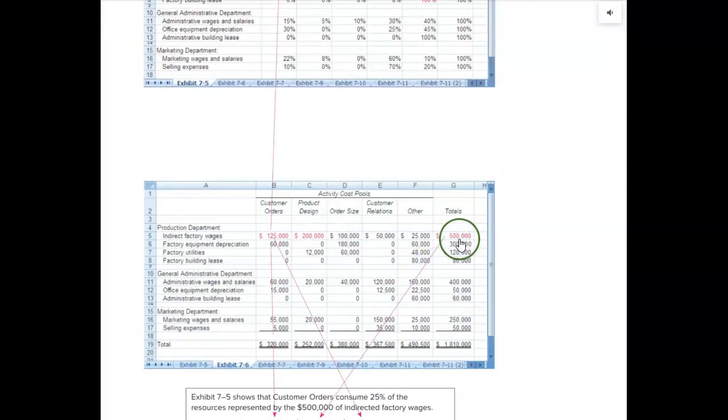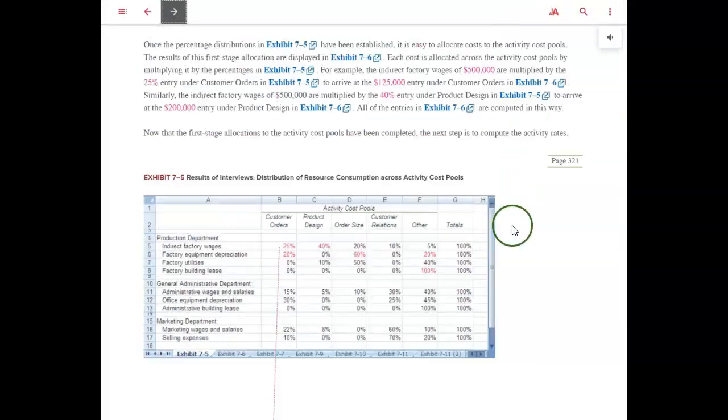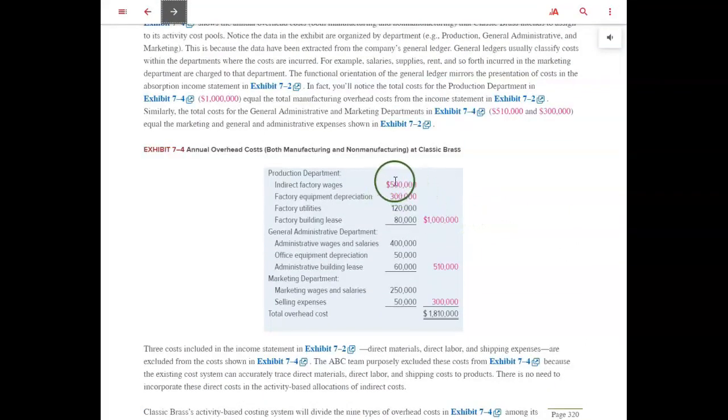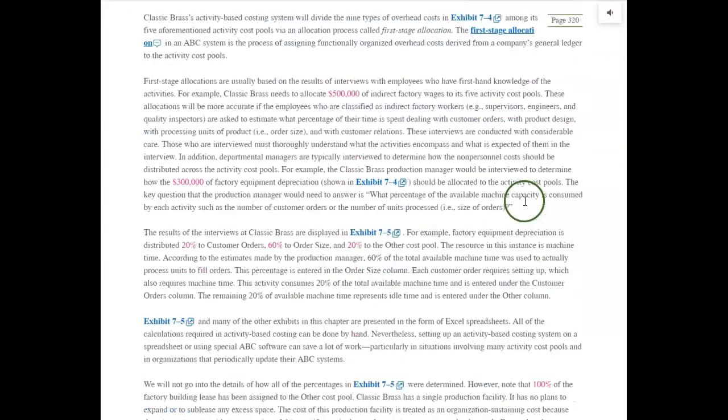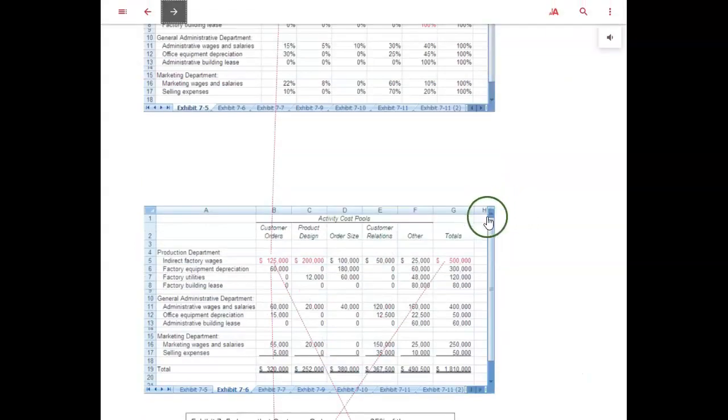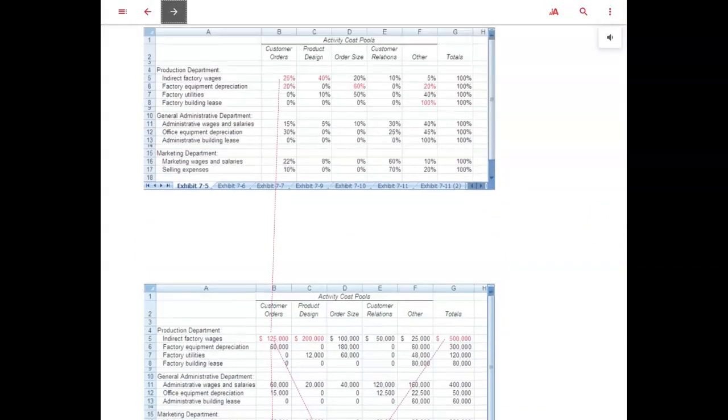Here's the original $500,000 we saw in factory wages. I'm going to scroll up to show you where that's coming from. Here's the $500,000 right here. We're going to take each of these numbers and split it up according to those percentages. So let's look at the $500,000. Okay. And let me scroll down a little bit more so you can see it right there. So the $500,000, we're going to split 25% of this, or $125,000, is going to customer orders related to indirect factory wages. The 25% we calculated with the help of a lot of people. Now this is just a matter of using an Excel spreadsheet. And so we take 25% of the full indirect factory wages and get $125,000.